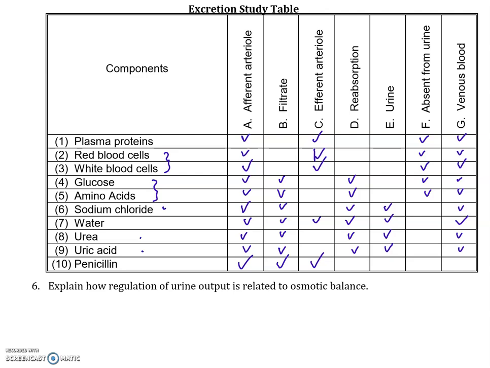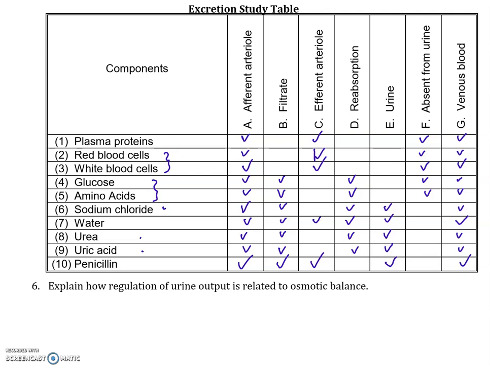And then it will be present in the urine, and how quickly your kidneys are excreting a substance like penicillin determines how quickly you need to take the next tablet, the next dose of it. So not absent from urine, and it will be present in the venous blood.